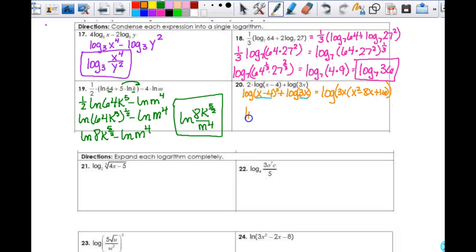Then I need to distribute that, so that's going to get the log of 3x cubed minus 24x squared plus 48x. And these parentheses here are very important. If they don't exist, then you're only taking the log of that first term. And that is my answer condensed into one logarithm. So now we're going to do the reverse of that and expand them.